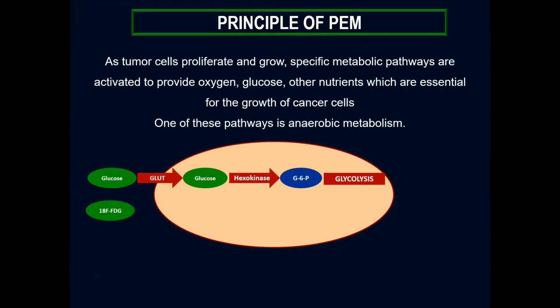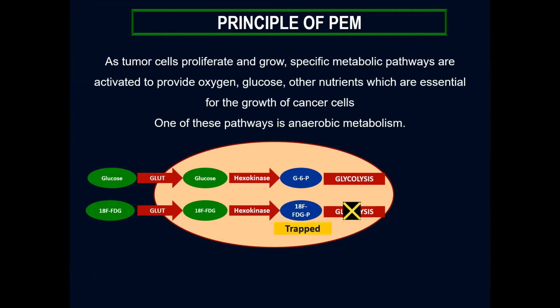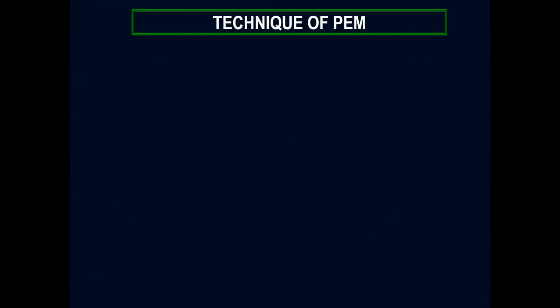If we label this glucose and it becomes 18F-FDG, it is also taken up by the cells using the glucose transporter. Inside the cells, it is also subjected to hexokinase, which changes it into 18F-FDG phosphate. But this FDG phosphate does not undergo glycolysis, and it becomes trapped inside the cell, giving us enough time to image the radiotracer while still within the cell.